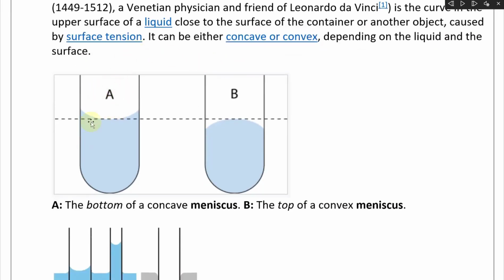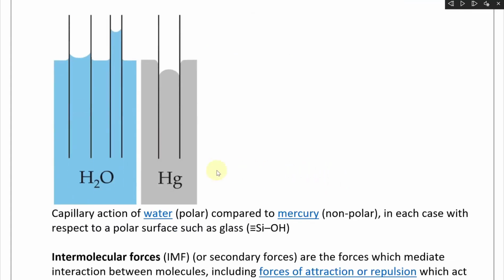So here A is the bottom of the concave meniscus over here. That's the bottom right here. But here's the top of a convex meniscus, so downwards. Convex, concave. That's a very, very interesting setup there. All right, so now let's take a look at water versus mercury.